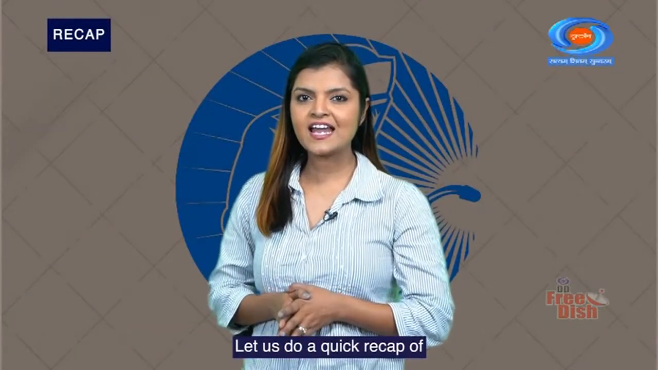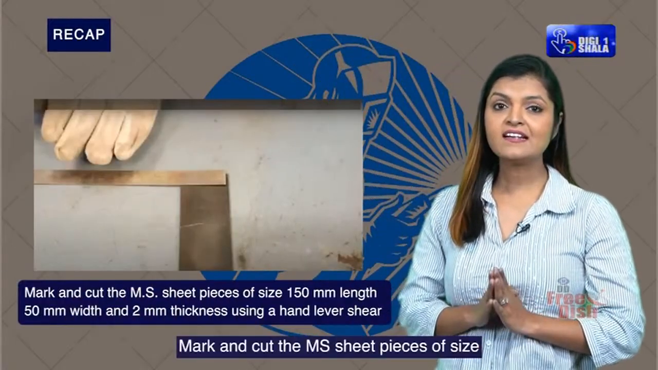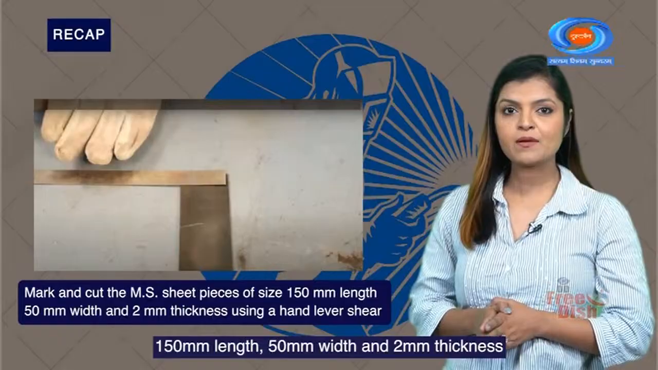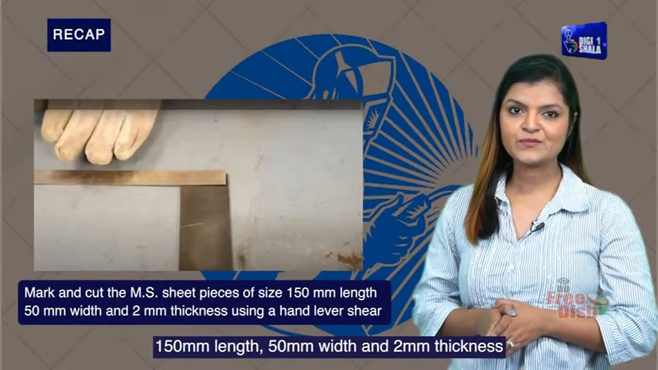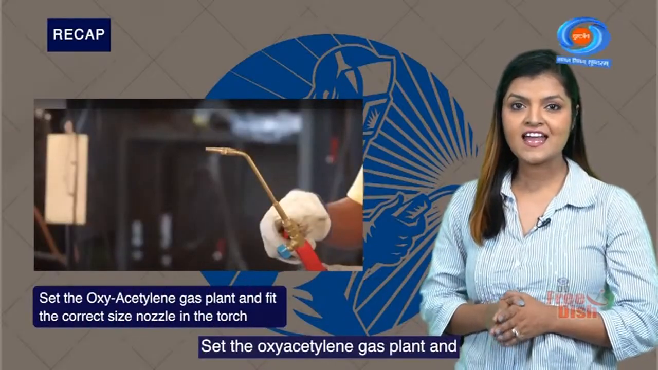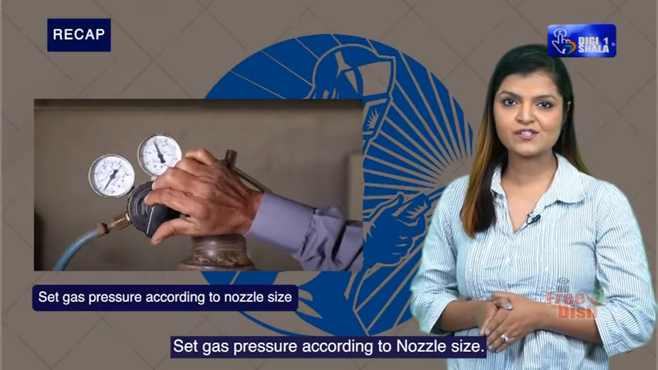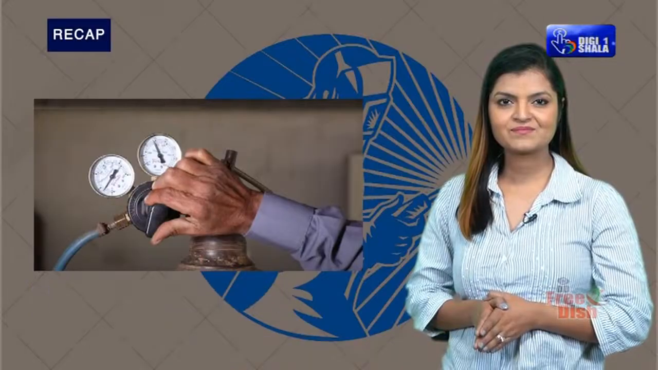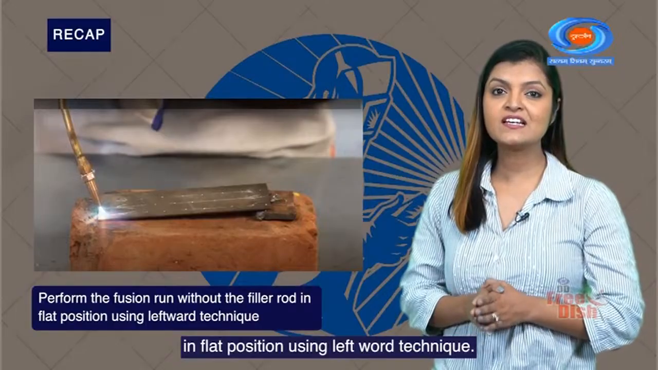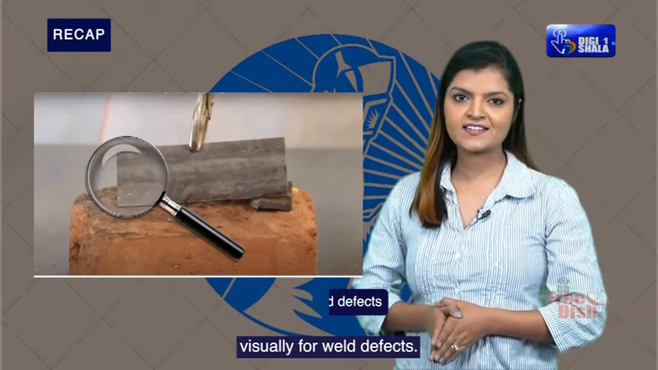Let us do a quick recap of what you have learned from this topic. Mark and cut the MS sheet pieces of size 150 mm length, 50 mm width and 2 mm thickness using a hand lever shear. Set the oxyacetylene gas plant and fit in the correct size nozzle in the torch. Set gas pressure according to nozzle size. Perform the fusion run without the filler rod in flat position using leftward technique. Clean the weldment and inspect visually for weld defects.